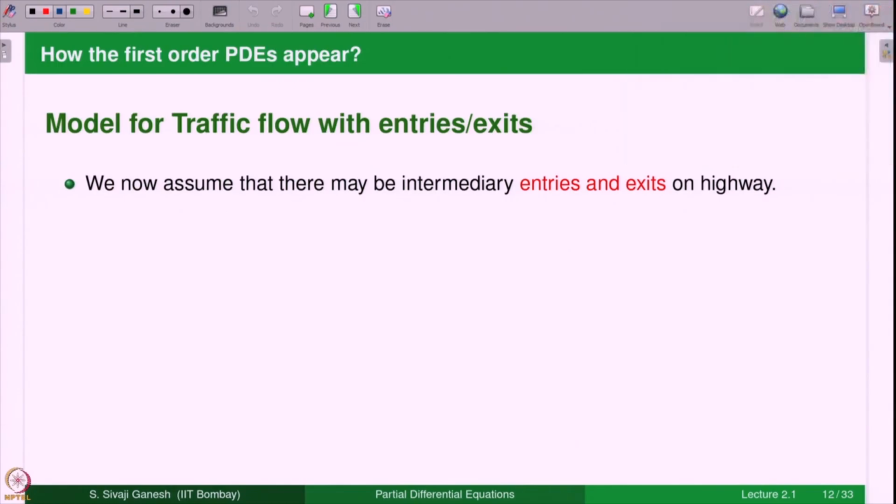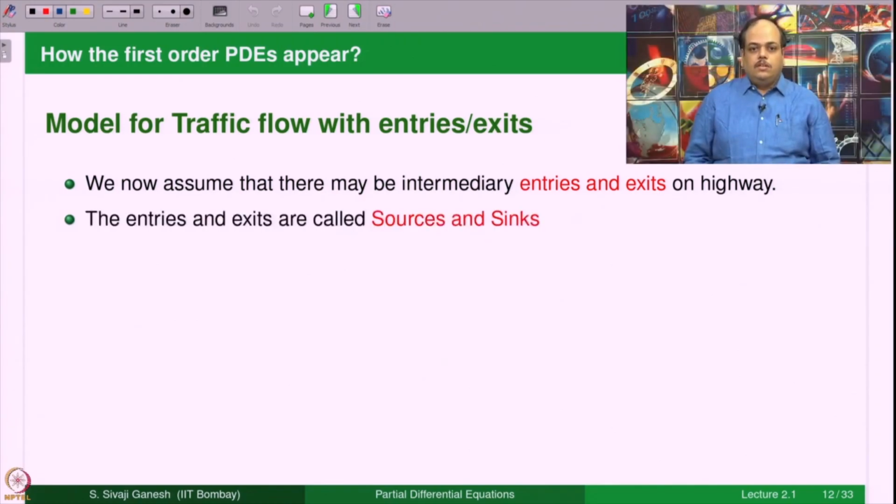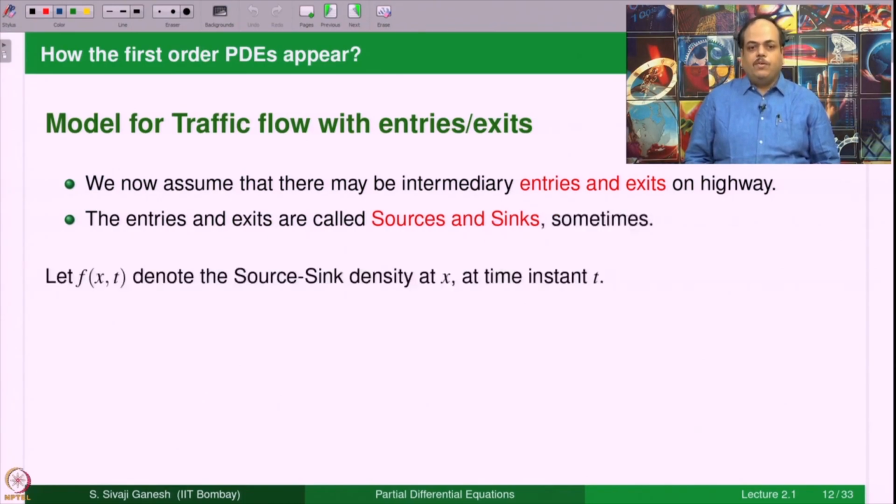Now, we are going to model a highway where entries and exits are there in between. That means we will see now how the earlier model derived is going to change. The entries and exits are also called sources and sinks in the PDE literature. So, let f denote the source sink density at x at the time instant t.